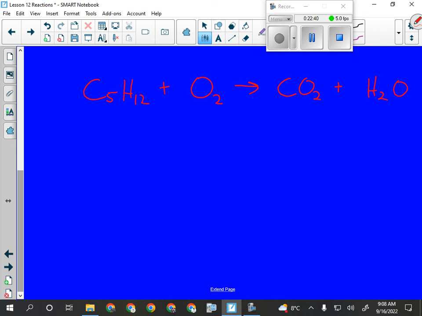So in this reaction, I have pentane, C5H12, reacting with oxygen, and that's going to produce carbon dioxide and water. When I balance a combustion reaction, I balance it in alphabetical order. So that means I start with carbon. How many carbon atoms are there here? 5. Okay. How many are there on that side?